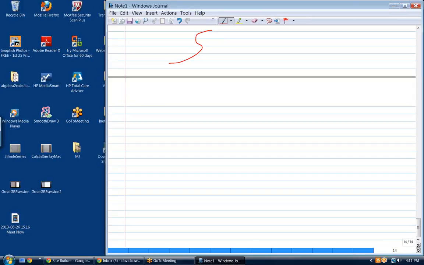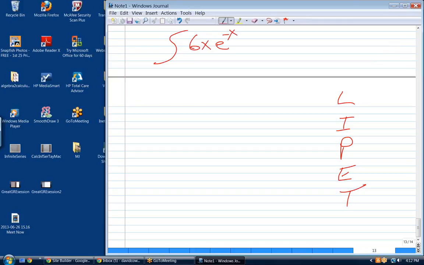Do you have any integration by parts, or have you heard of the LIPET? I have not. Do you have an integration by parts problem? Yes, I do. I have one right here. Let's do it. 6x e to the negative x dx. This is the integration of a product. But we don't have a product rule. But we kind of do.